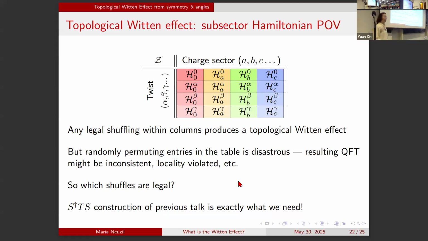However, randomly permuting the entries in this table around is pretty disastrous. You're most likely going to end up with some inconsistent QFT that violates locality, and it's just bad. So you need to come up with some way to shuffle these columns such that you're preserving locality and keeping everything under control. And it turns out that the legal shuffles of these tables is precisely the STS construction of the previous talk.